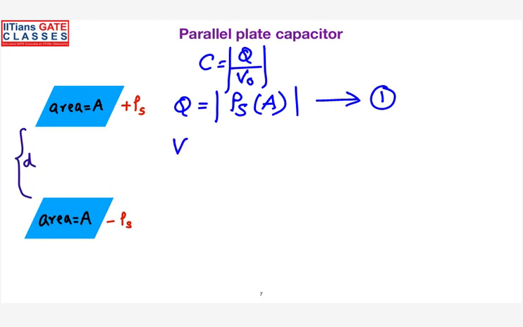And what will be the potential difference between the conductors? That is given by minus integral E dot dl from one conductor to the other conductor. In the last class we solved for the electric field intensity between the plates of a capacitor.